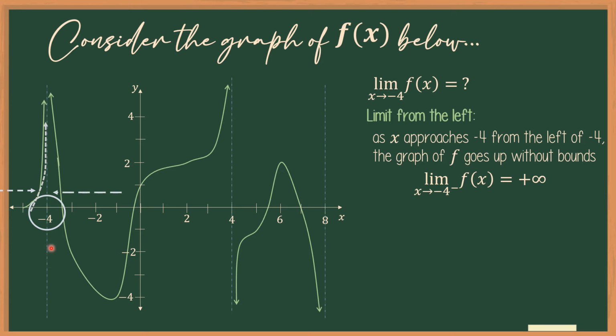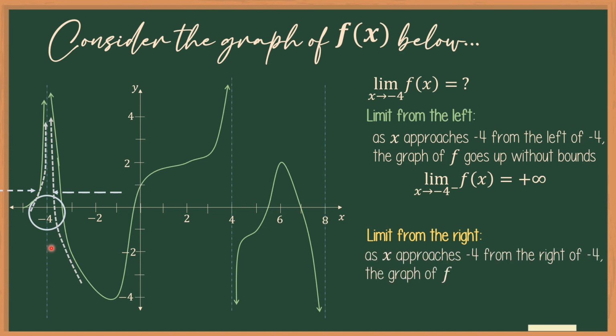On the right-hand side, we see that as x approaches negative 4 from the right, the function values also increase without bounds. So we say that as x approaches negative 4 from the right, the graph of f goes up without bounds. Therefore, the right-hand limit is positive infinity.